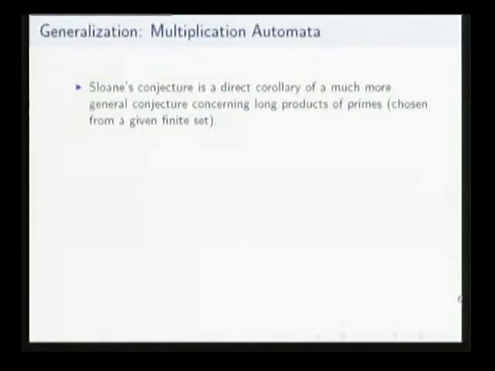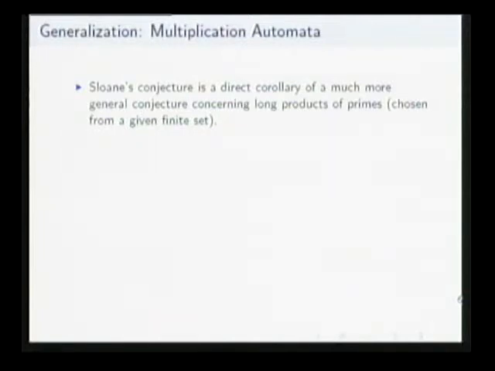Now, it's nothing really deep, but now I'd like to generalize this whole thing. It turns out that Charles and I have a conjecture which is more general. And it concerns a game that you can play, which we call a multiplication automaton. It's going to be similar, but different, from a one-dimensional cellular automaton. So what is the game that you can play?